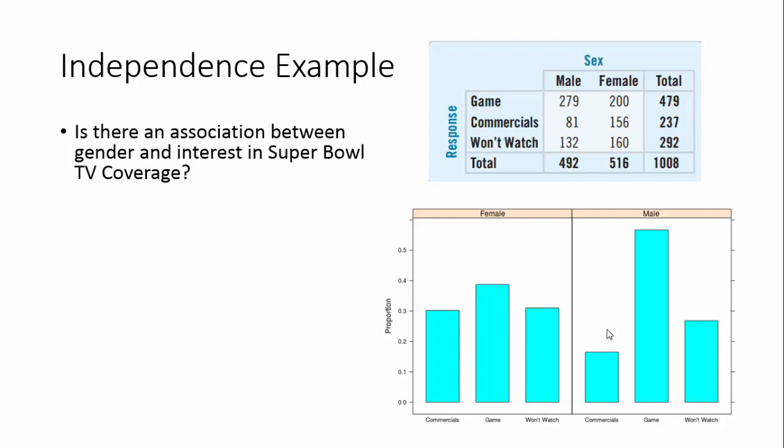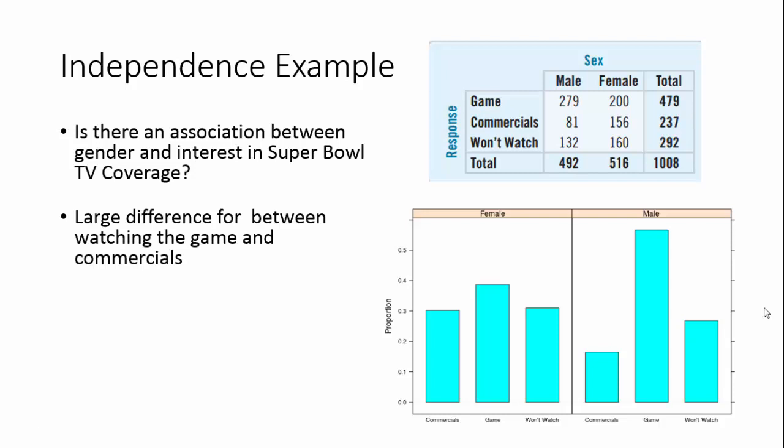To break that down a little bit more, you look at the women and see the commercial and game percentages. It's about 30% and 40%, right? Not a very big difference between the percentage of women that said, oh, I'm going to watch for the commercials and I'm going to watch for the game. Whereas on the men's side, it was a huge difference, right? Only 15% of men said they were going to watch the Super Bowl for the commercials, and over 50% said they were going to watch the Super Bowl for the game. So the difference between the men and the women is really located in there.